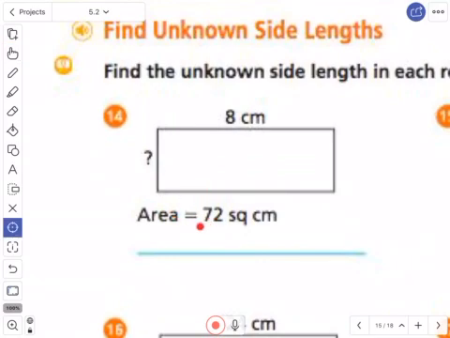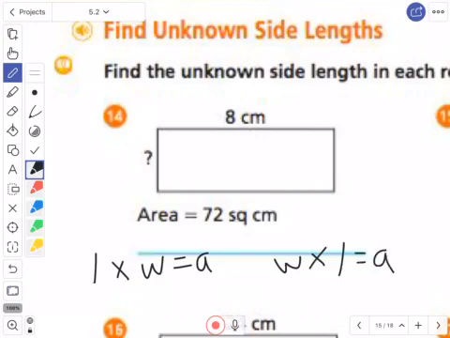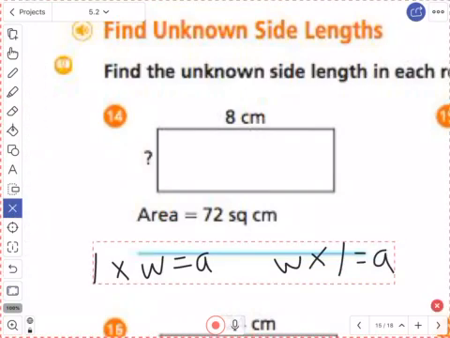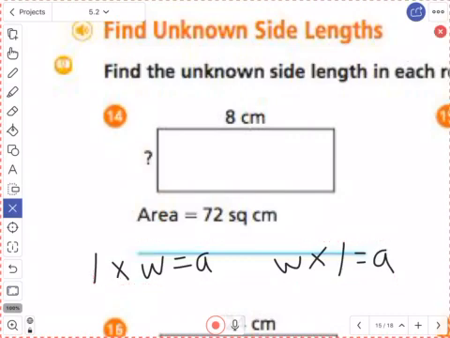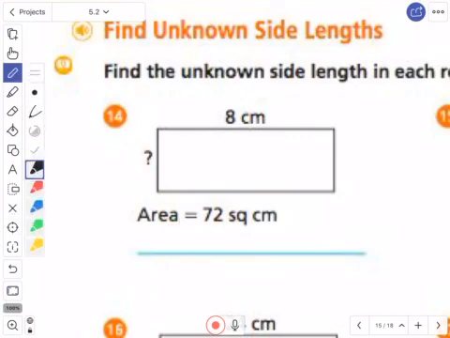So this time I now have the area. Now typically we have been doing length times width equals area, or you could do width times length equals area. You could do it either way. But for this problem though, I already have the area. So it's kind of like thinking, well, 8 times what equals 72 square centimeters.